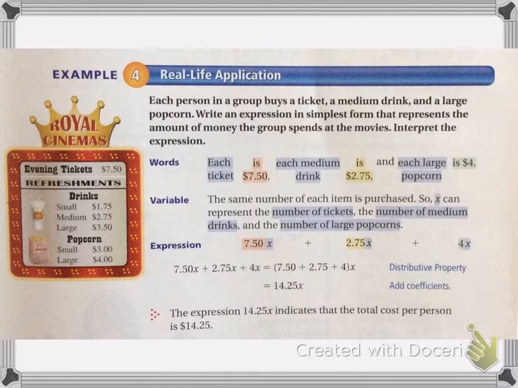And alas, class, we have made it to example 4. And we know that usually in our book, the last example is a real-life application. So, let's just chat about this. Before I read the problem, I'm going to look at that chart that they gave us. So, Royal Cinemas. The evening tickets, how much are they?